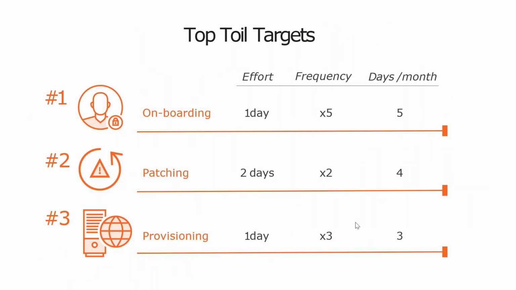Here you have three toils: onboarding, patching, provisioning. You estimated: for onboarding, how much effort is needed for automation? 1 day. How much time are you spending on onboarding issues? 1 day. On the patching issues? Let's say 2 days. On provisioning? 1 day. What is the frequency of work in a month? You do five times, 2 times, and 3 times. So overall you spend 5 days for the first task, 4 days for the second task, and 3 days for the third task. Can you please tell me which one you should prioritize by looking at this toil?